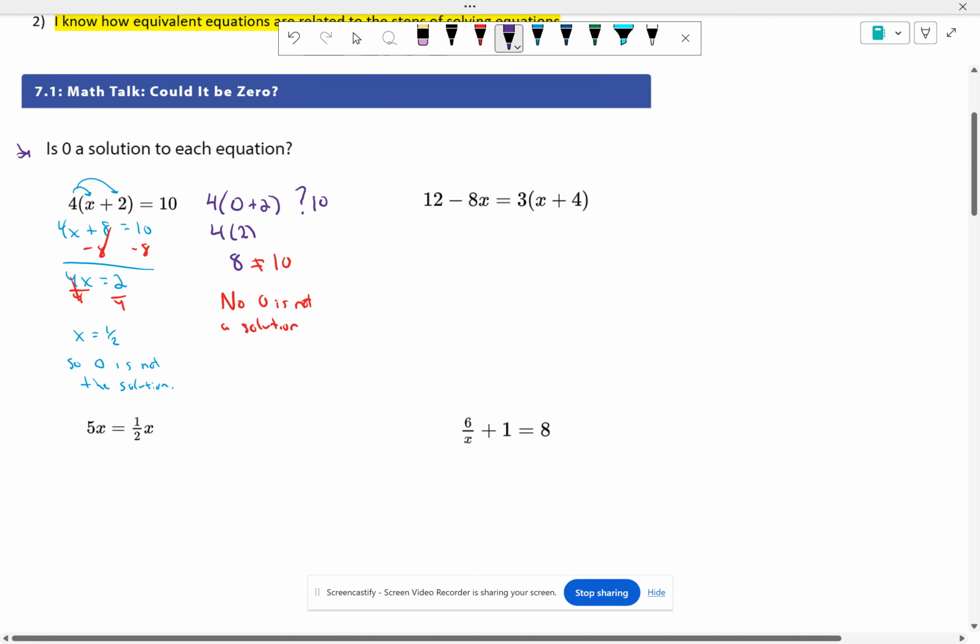So if I look at the second one here on the right, if I plug 0 in, is 12 minus 8 times 0 equal to 3 times 0 plus 4? If so, then 0 is a solution. Well, 8 times 0 is 0. So this is 12 minus 0, which is 12. 0 plus 4 is 4, and 3 times 4 is 12. These are, in fact, equal, so the answer is yes, 0 is a solution.